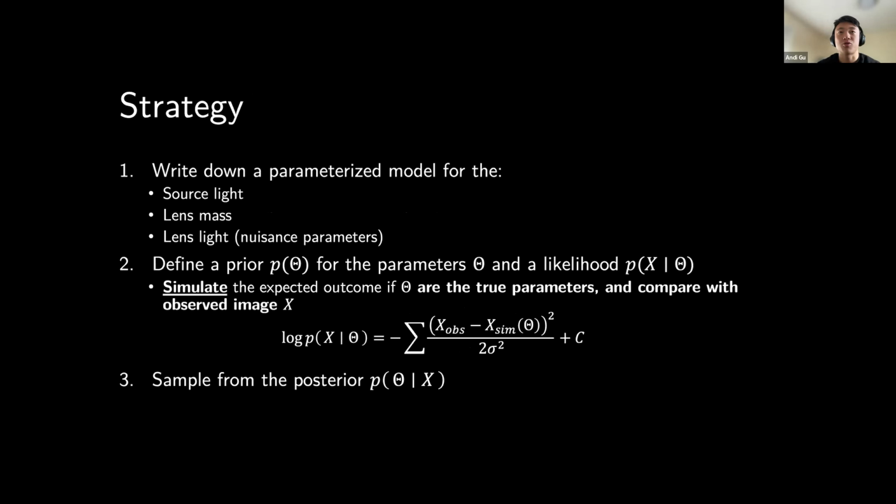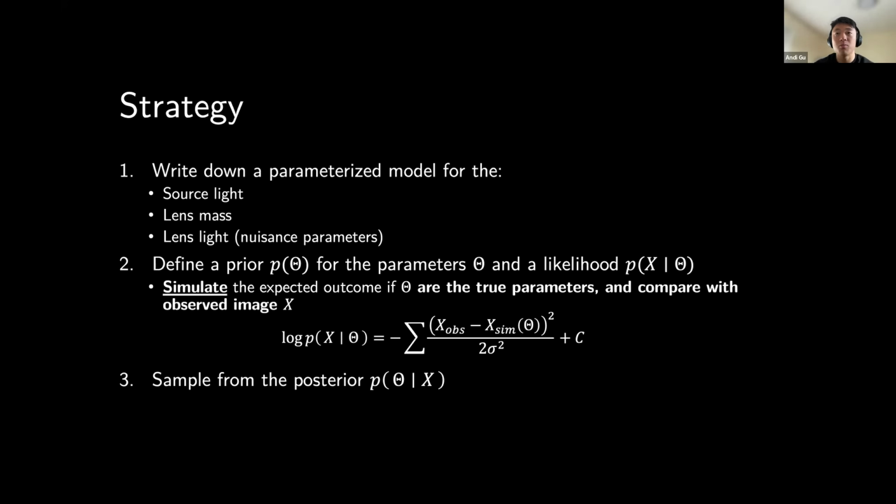Okay, so I'm going to describe a high-level strategy for how we're going to tackle this inference problem. The first thing that we need to do is write down some sort of model for the physics. This includes a functional form for the source and the lens light, as well as the lens mass. This mass model is always translated into a deflection angle, and that's what we use in practice for the modeling. The next step is then to write down a model for the probability. What that really means is we need to define a prior for the parameters as well as the likelihood.